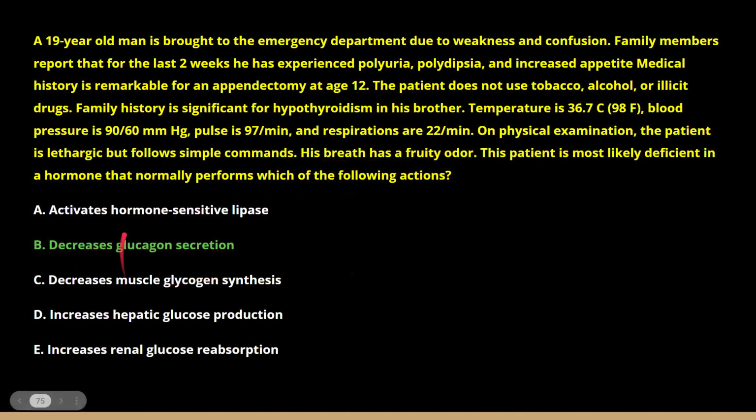We said glucagon increases insulin secretion, but insulin decreases glucagon secretion. Insulin inactivates hormone-sensitive lipase. This is the function of epinephrine. It decreases muscle glycogen synthesis. That's wrong. Glycogenolysis is a function of the others, right? This increases muscle glycogen synthesis. Insulin, I mean. Increases hepatic glucose production. That would be gluconeogenesis. That's wrong again. And increases glucose reabsorption. Wrong. Okay, so that's why it's B.